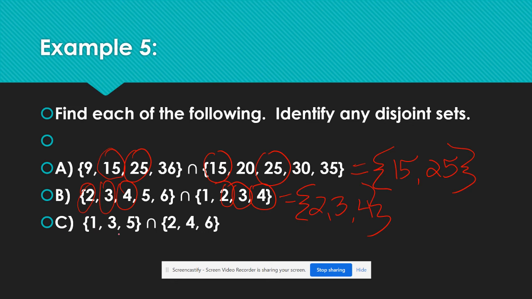Example C, I have 1, 3, 5 intersection with 2, 4, 6. Well, nothing is the same, so I would write either this or the 0 with the line through it to say it's the empty set, there's nothing the same.